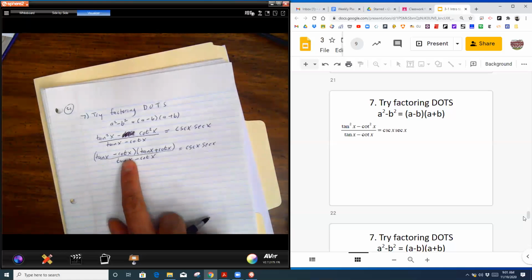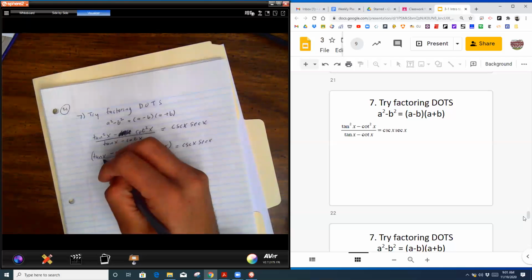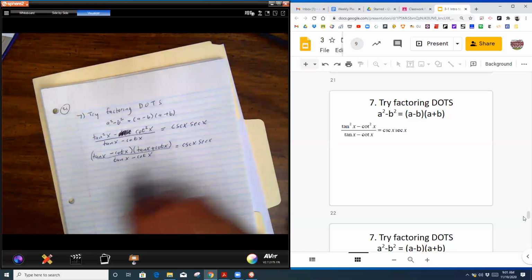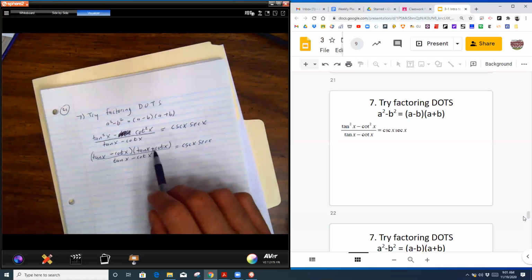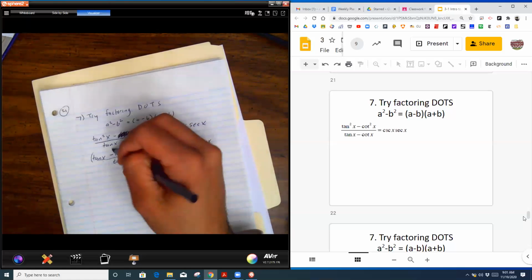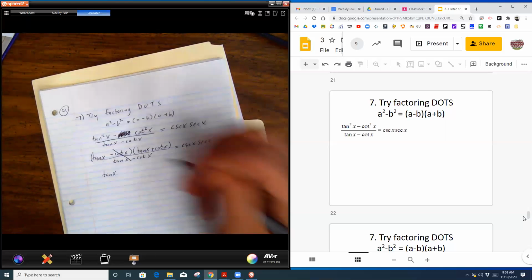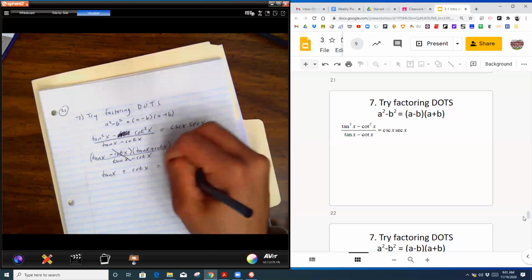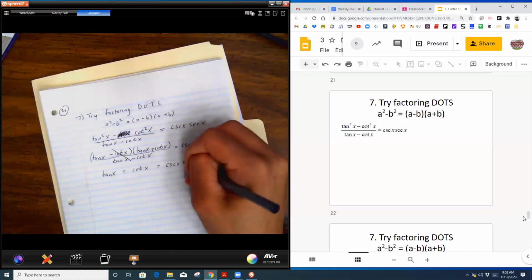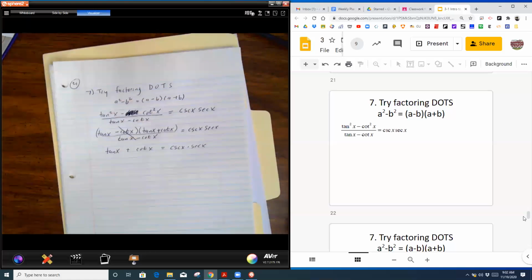Now, if you notice, we got something that cancels out here. So we're going to simplify it because this left side is way more complicated than the right side. So by simplifying it, we're making the left side look more like the right side. So we cancel that out, and we get the tan of x plus the cotan of x is equal to the cosecant of x times the secant of x. Okay, now we're going to go back to one of our other strategies.